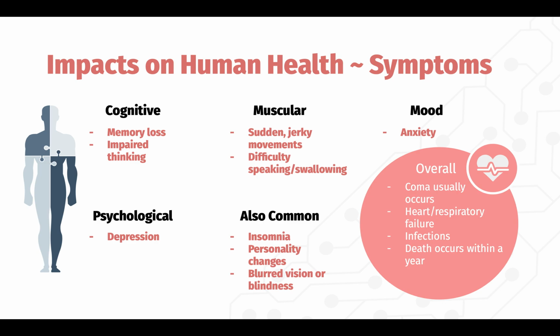And then overall what will happen to someone that has this disease is they'll eventually go into a coma, and then during the coma they'll either have heart or respiratory failure, or develop infections, like pneumonia is really common. And then because their nervous system doesn't work, nothing works, so death will usually occur within a year.